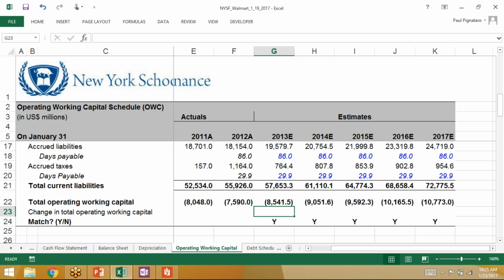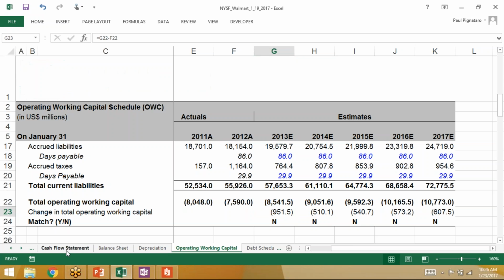So the change in total operating working capital, we're just going to calculate the year-over-year change, this year minus last year. Okay, you can see it doesn't match yet because we haven't linked this into the cash flow statement. But just calculate that. Got that? Now, let's go to the cash flow statement.